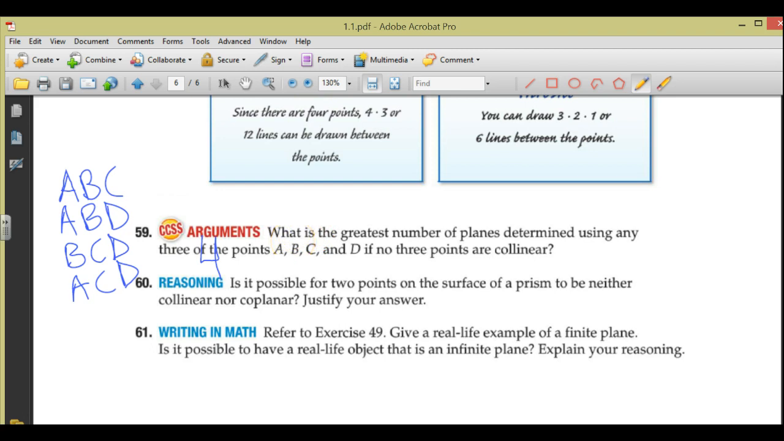And number 61, refer to exercise 49. Give a real-life example of a finite plane, or a plane that has boundaries. So an example for that could be a desktop or a tabletop, because it has boundaries. Is it possible to have a real-life object that is an infinite plane that continues on forever? Explain your reasoning. And we would have to say no, this is not possible in real life, because all objects in real life must have some sort of boundary.